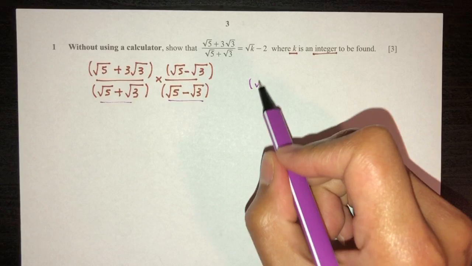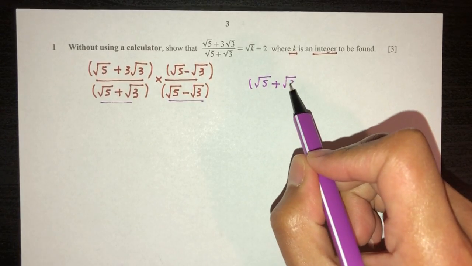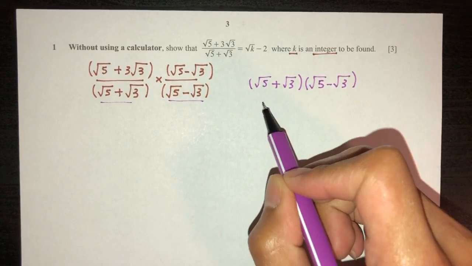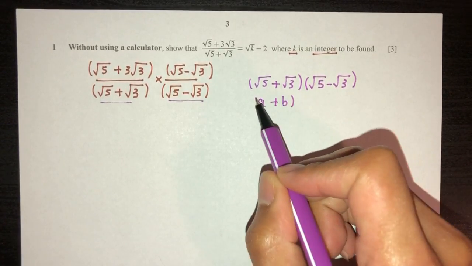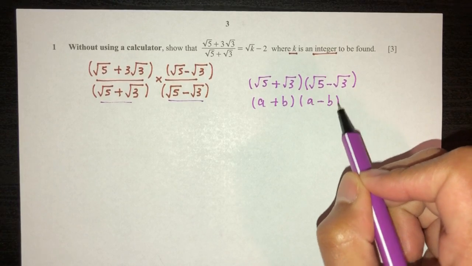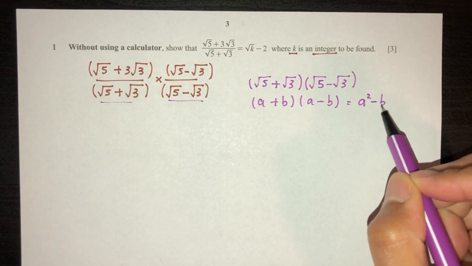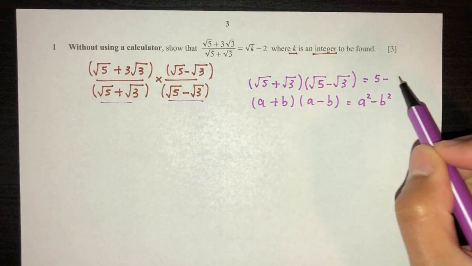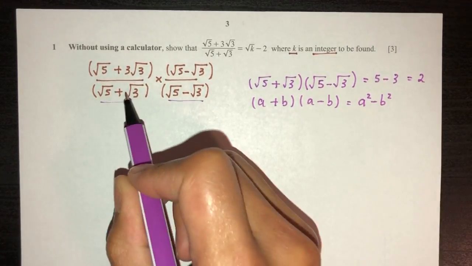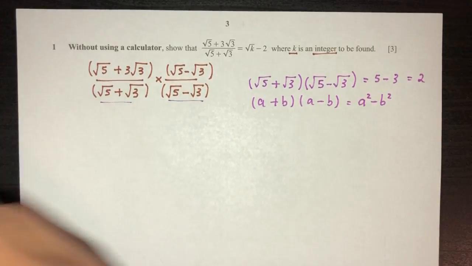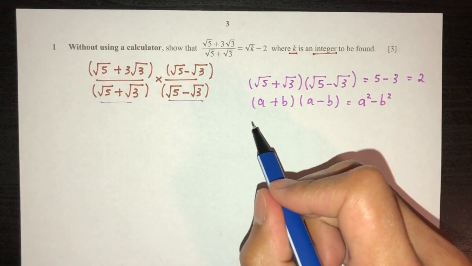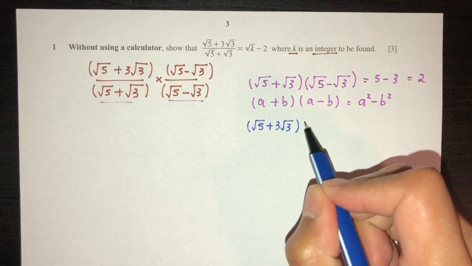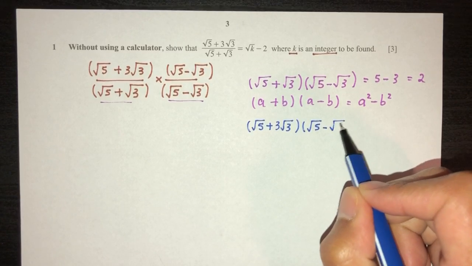So if you observe, root of 5 plus root of 3 multiplied by root of 5 minus root of 3, it is just like a plus b multiplied by a minus b, which is equal to a square minus b square. So same way, this will be root 5 square is 5 minus root 3 square, that will be 3, which is 2. So your base will become 2. And what about the top? The top will have root 5 plus 3 root 3 multiplied by root 5 minus root 3.